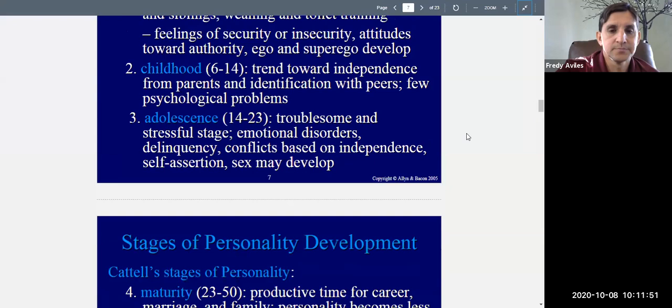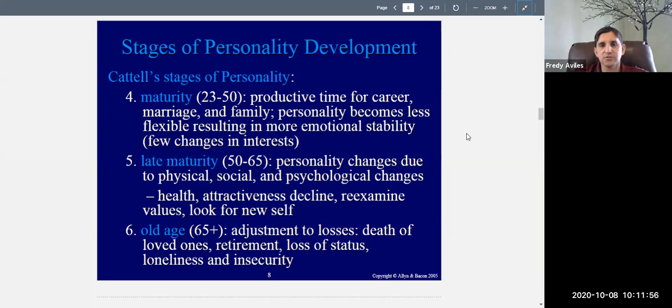And then we have stage 4, which is maturity, 23 to 50 years of age. That's the stage that I'm in, according to Cattell, right? It's supposed to be a very productive time, right? Where you establish your career, right? You get a job and you work at a job, hopefully something useful and something worthwhile, right? You get married, you have kids, you start a family, right? It's a very productive time for work and raising a family, right?